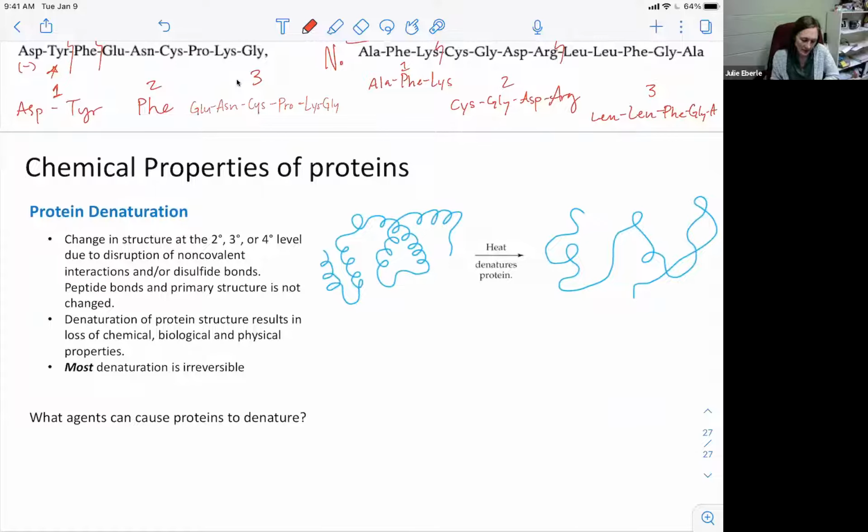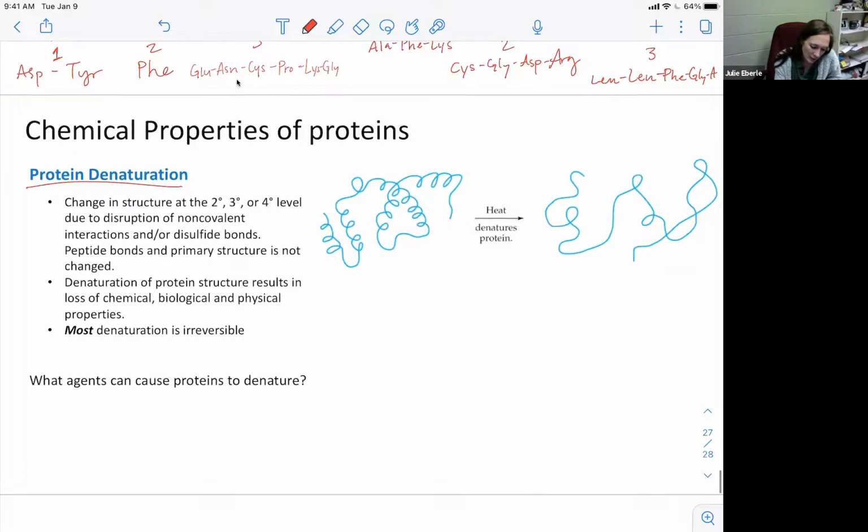Last slide. Chemical properties of proteins, protein denaturation. So proteins can unravel. This was literally the bane of my existence in grad school. I did a lot of protein research, and you had to grow and make and purify your own protein, and then you had to try to study it. But if you don't get enough protein, you can't study it. And if proteins denature, you can't study them. Okay, so this can happen though. What causes proteins to denature or unravel?